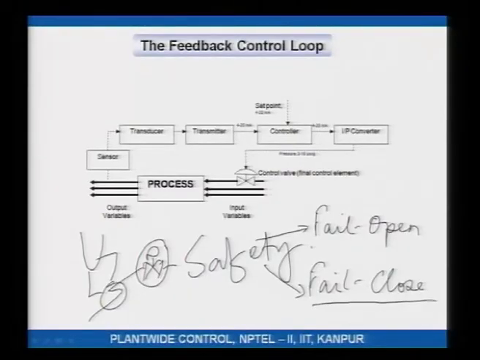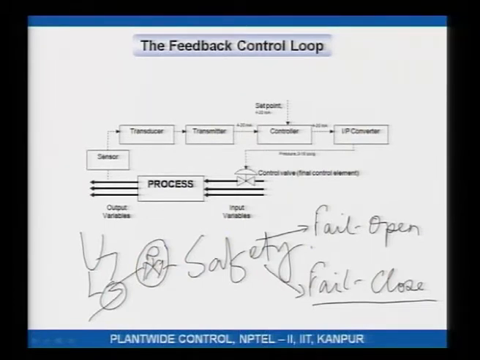Well, safety dictates if the air supply is failing, the valve should actually close, so that too much heat is not supplied to the reboiler and it does not get burnt, right. So, this valve should be fail close. If the air supply fails, the valve should close. What is an example of a fail open valve?